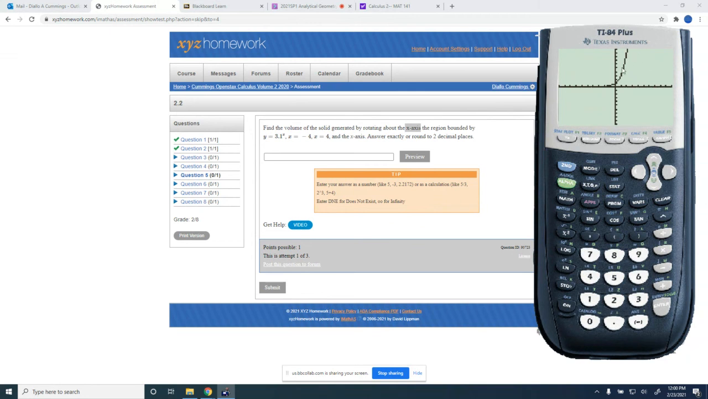All right, so notice that this is our graph, and we want to rotate this graph about the x-axis in the region from x is equal to -4 to x is equal to +4. So I believe we have everything we need. We have the function, we have our limits, so we're going to use the disk method. Okay, so I'm going to go back to the camera and actually write that out.